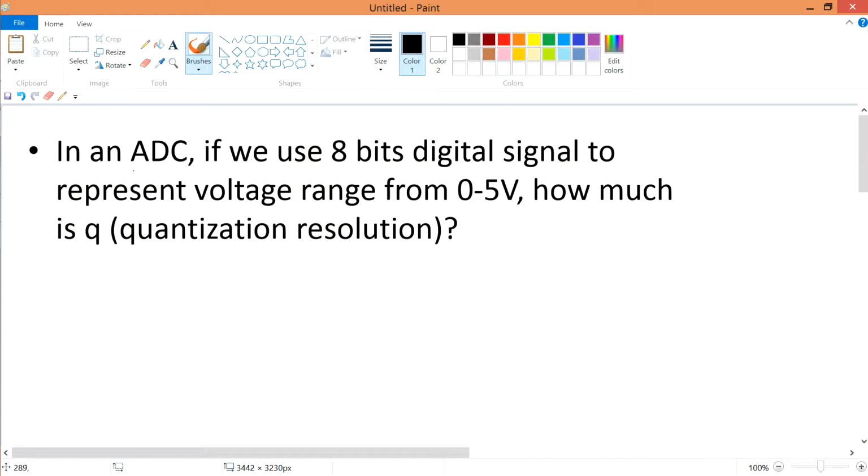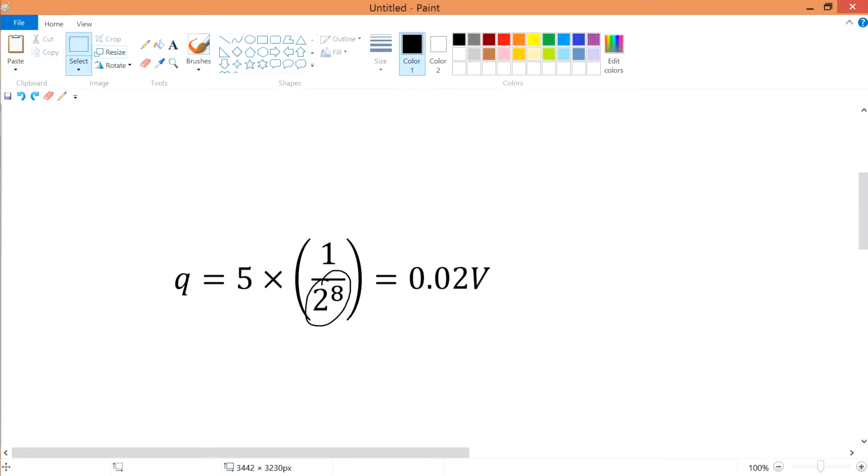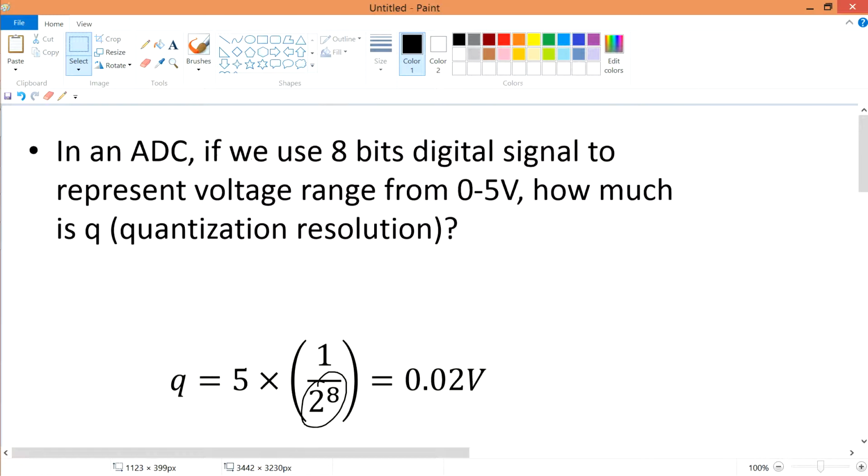Alright, in an ADC, analog to digital converter, if you use an 8-bit digital signal to represent a voltage range from 0 to 5, then how much is this so-called Q, the quantization resolution? In order to calculate this, you can just write it as that.